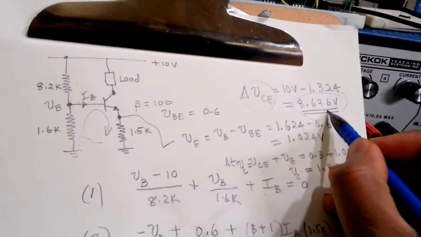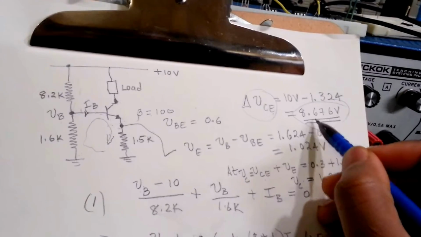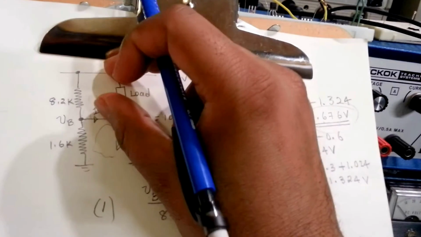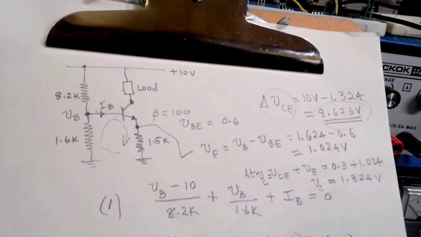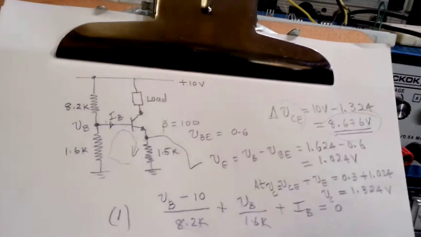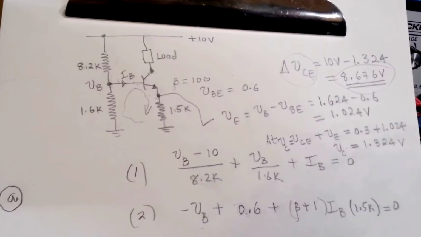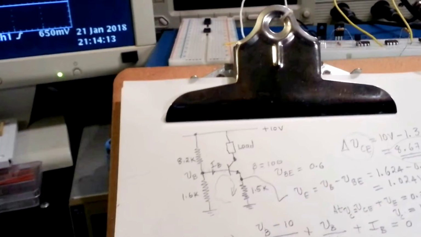As long as we put in a load that only varies between 0 and 8.67 volts when we insert it in this branch here, the transistor will remain a current source. So that's called the compliance voltage. We have completely solved the A part. So now let's go to the B part. I'll read the B part of the question.